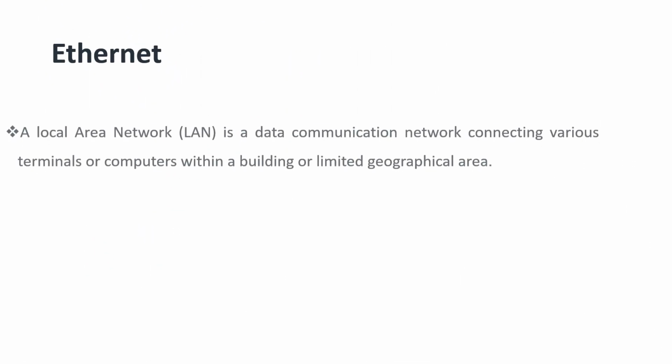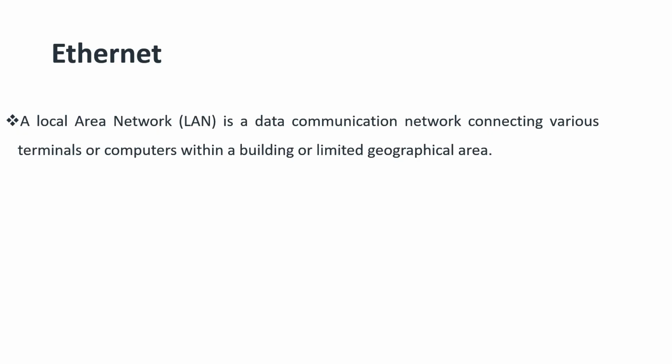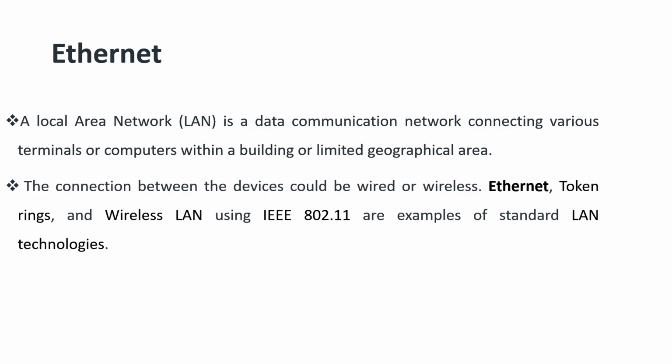Ethernet. A local area network, LAN, is a data communication network connecting various terminals or computers within a building or limited geographical area. The connection between the devices could be wired or wireless. Ethernet, token rings and wireless LAN using IEEE 802.11 are examples of standards.